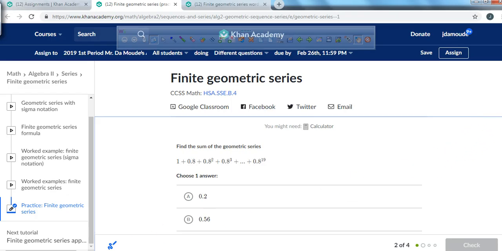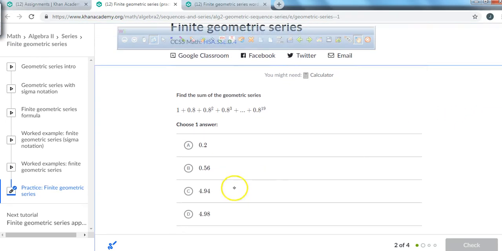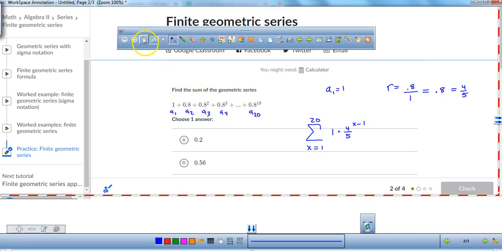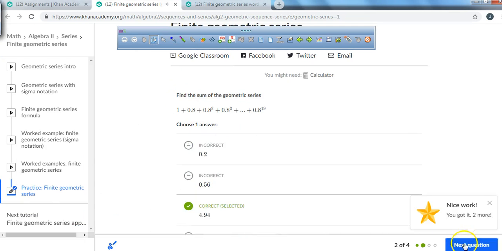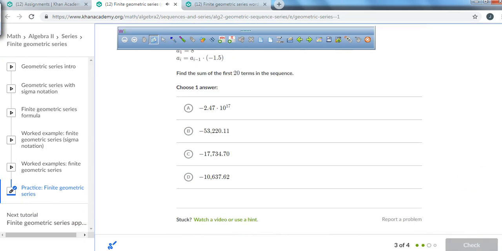So scroll down, 4.94, there it is. Now, what does that mean? That means we're taking all of these and we're finding the sum of that geometric series. Okay, that's what it means. Let's do another one.